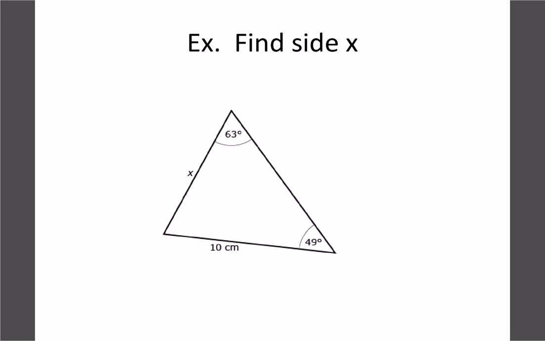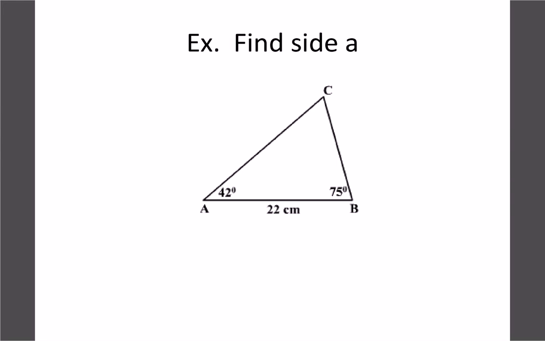So here's another one. We're looking for side X. So we have 49 and X are the opposites, so we go X over sine 49, and we'd have 10 over sine 63. Cross multiply those. So sine 49 times 10 divided by sine 63 gives us an answer of 8.5 if we round it off.